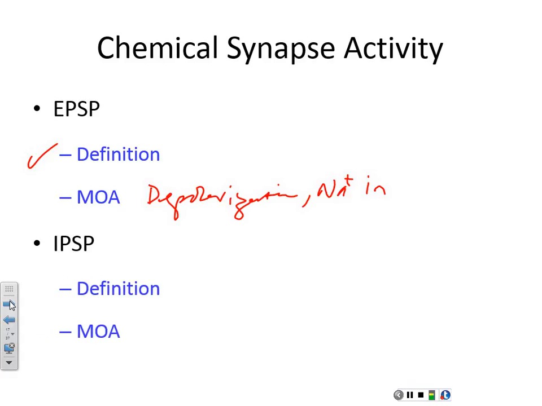And then IPSP, inhibitory postsynaptic potential. So it will inhibit the next neuron here. Okay, so the definition, it will inhibit, right? It will inhibit. Inhibitory postsynaptic potential. And then method of action, hyperpolarization. Repolarization is when you have an action potential. Okay, so it's hyperpolarization. And hyperpolarization occurs in 2 ways, right? Which are the 2 ways?